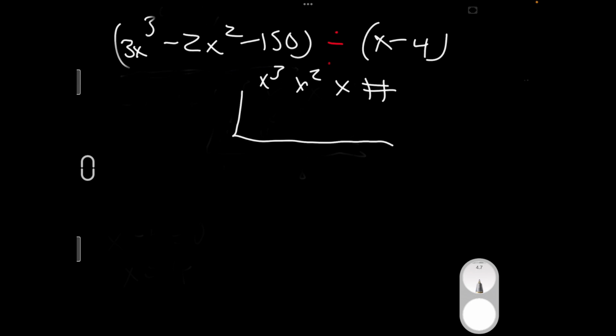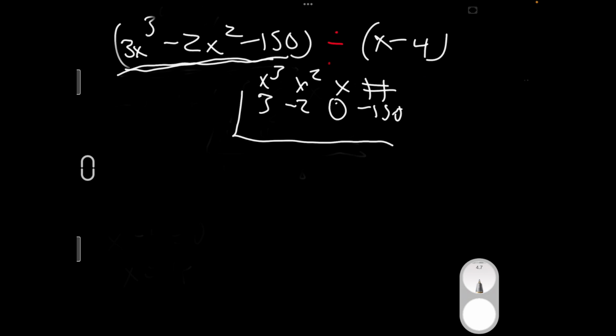So the coefficient of 3x cubed is 3, so we put a 3 here under the x cubed column. For the x squared column, it's negative 2. And we have no x here. In this function, there's no x. It skips over x to just the normal number without x. So since there's no x, all we have to put is 0 here. And for the number, it's just negative 150. So even though there's 3 terms in this function, we put 4 numbers because it skips over the x.